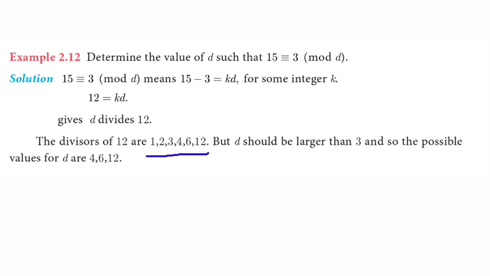Therefore the divisors of 12 are 1, 2, 3, 4, 6, 12. But D should be larger than 3. So the possible values for D are 4, 6, 12.